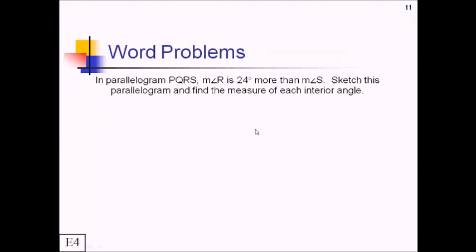For this last problem, we're going to up the difficulty a little bit and not draw the parallelogram for you. In a parallelogram PQRS, measure of angle R is 24 degrees more than measure of angle S. Sketch the parallelogram and then find the measure of each interior angle. Pause the video, give it a shot. Now the key to this one is drawing things in the right order. When you draw any polygon, you have to make the vertices go in the same order that the name has. So it has to go P, then Q, then R, then S. So here is one such parallelogram. Notice P, Q, R, S goes in that order. We're not skipping from P to R or any craziness like that.